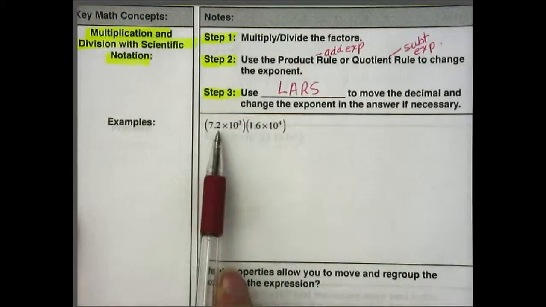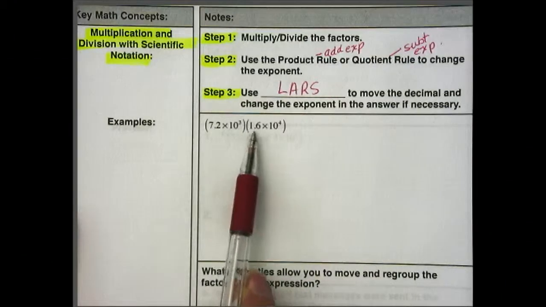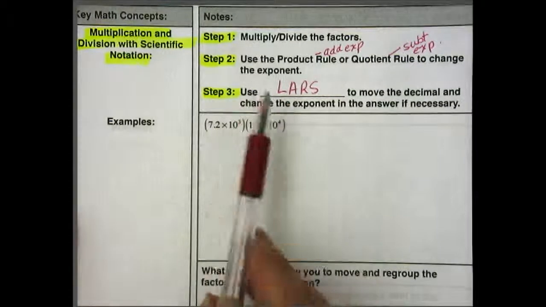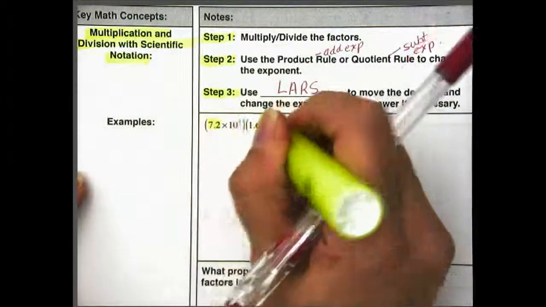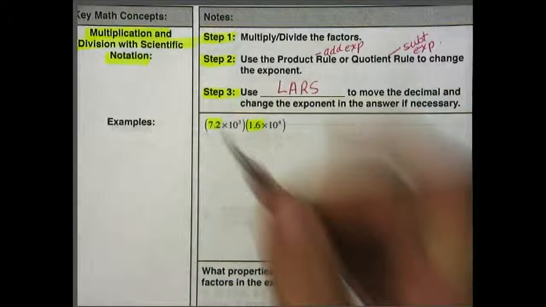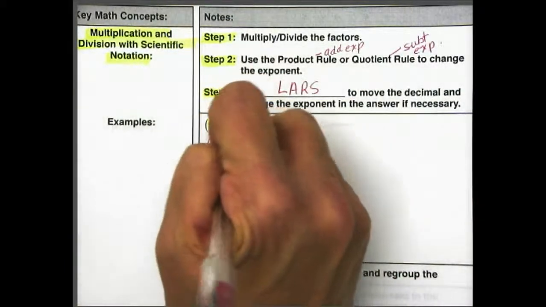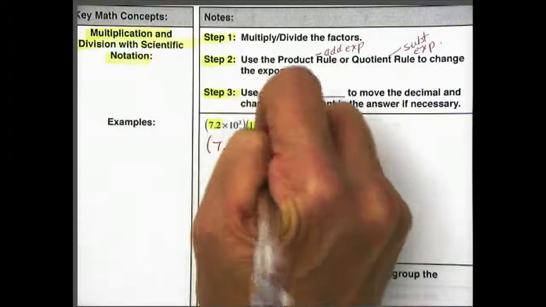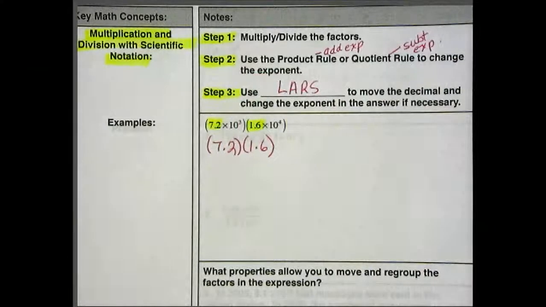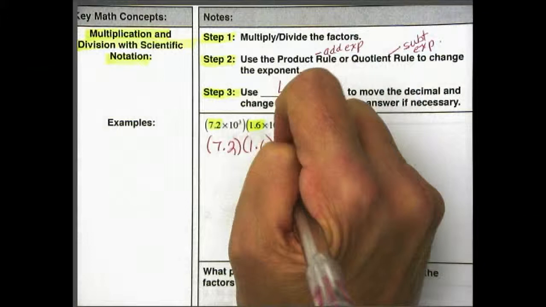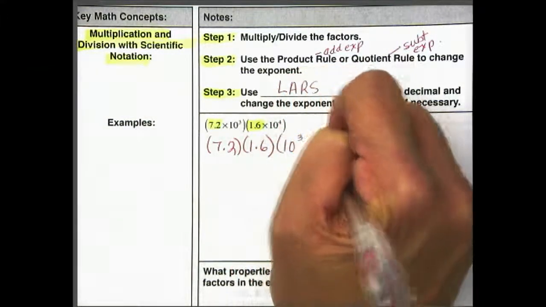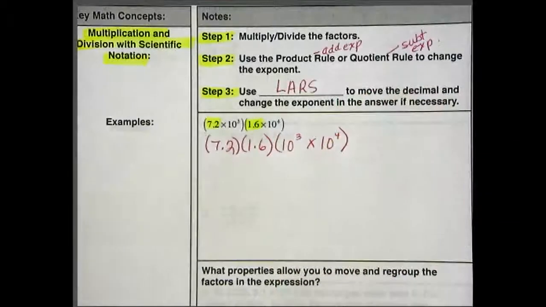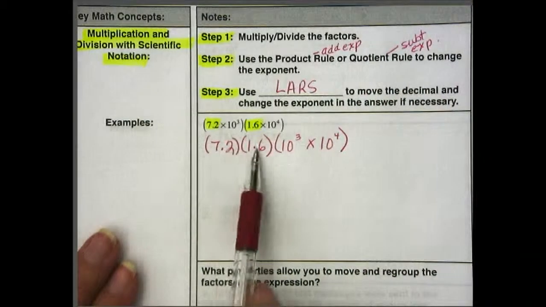So for an example, 7.2 times 10 to the 3rd times 1.6 times 10 to the 4th. Step 1 says we multiply or divide the factors. So here we're multiplying, and the factors are 7.2 and 1.6. So 7.2 times 1.6 and then we have times 10 to the 3rd times 10 to the 4th.